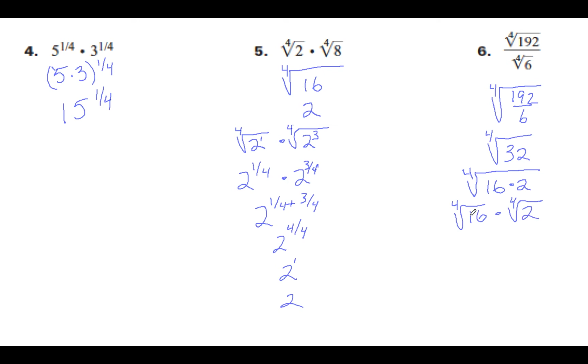We can do this. The 4th root of 16 is 2. We can't do the 4th root of 2, so we leave this as 4th root of 2. And that's very important when you write that answer, that you're writing the index in there, that is 4. Okay, so that's the next 3 problems.